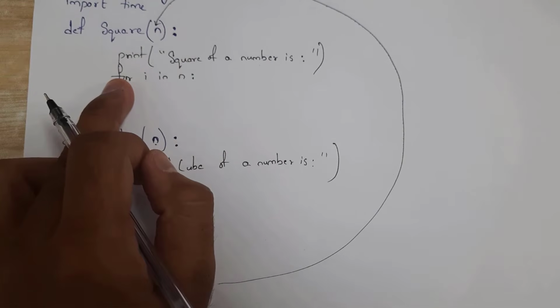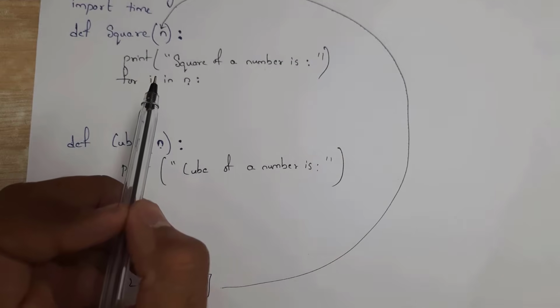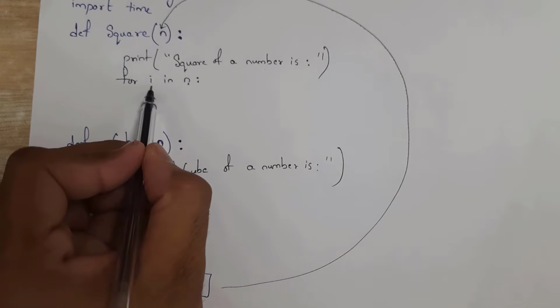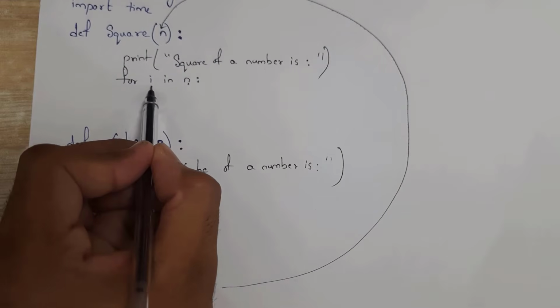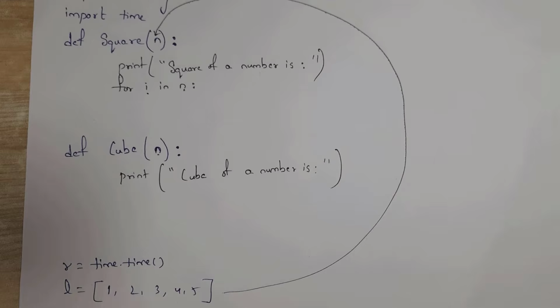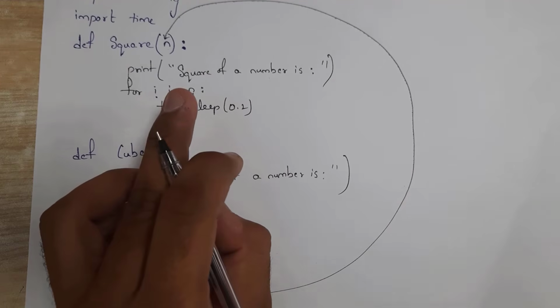Whenever I write for I in n, whatever values are present in parameter n, all these values are stored in variable I. Now this variable I contains the list 1, 2, 3, 4, 5. But I don't want to execute the program directly. After a 0.2 second gap, I want to execute each line. So I write time.sleep(0.2).